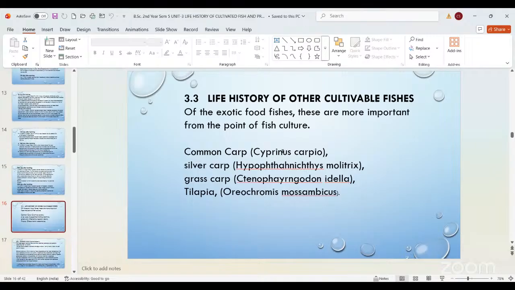Now let us see the life history of other cultivable fishes. Of the exotic food fishes, these are more important from the point of fish culture. The first is common carp, Cyprinus carpio; then silver carp, Hypophthalmichthys molitrix; grass carp, Ctenopharyngodon idella; and tilapia, Oreochromis mossambicus.